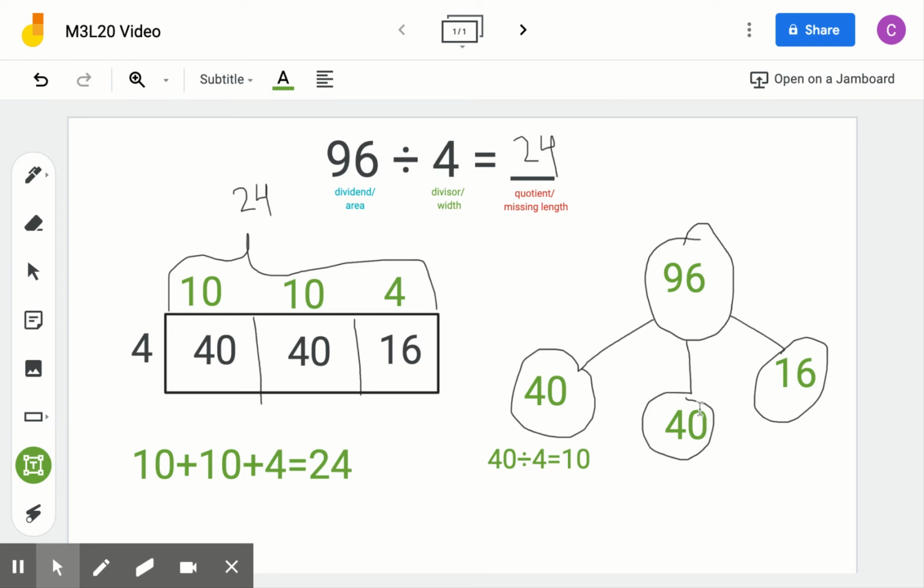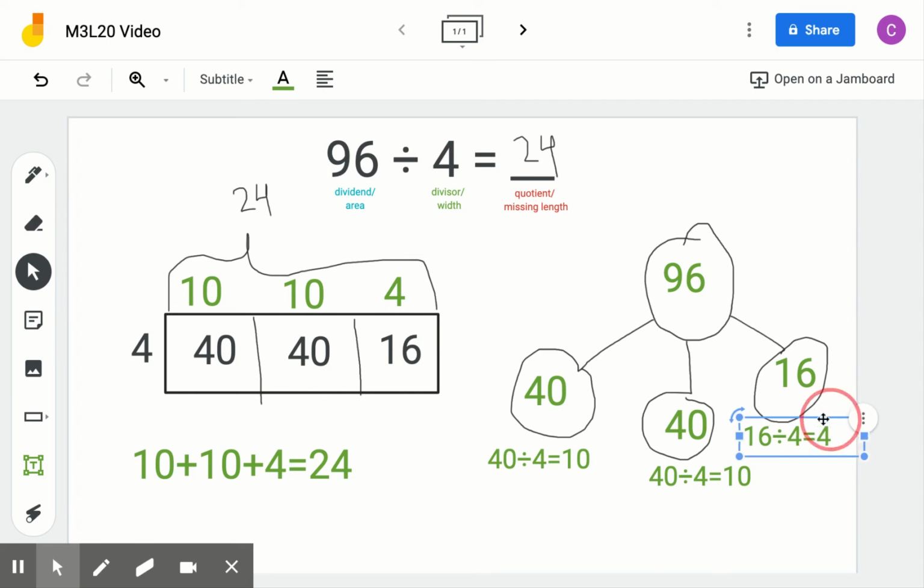Now, my next part, 40 again. I'm going to do the same thing. 40 divided by 4 equals 10. And now I'm on to my last part of 96, 16. 16 divided by 4 equals 4.